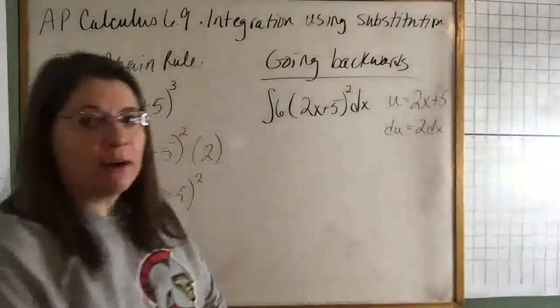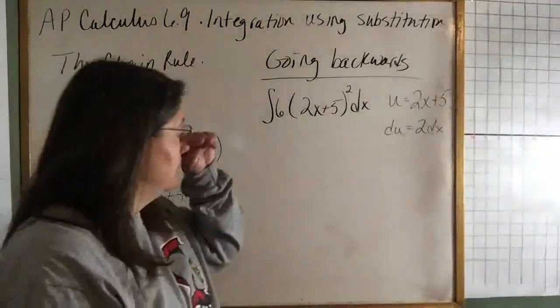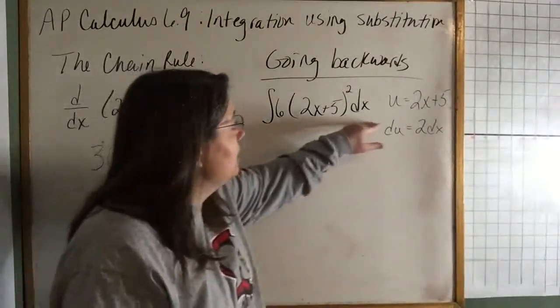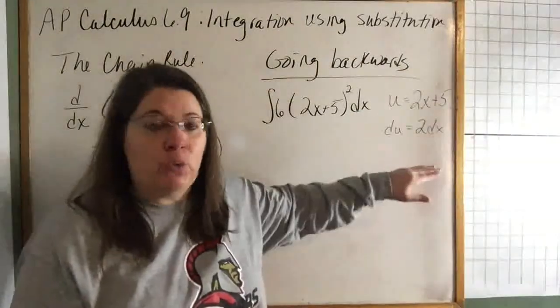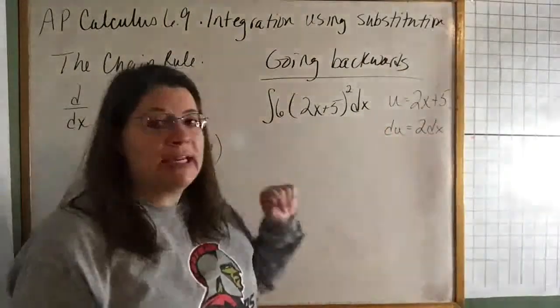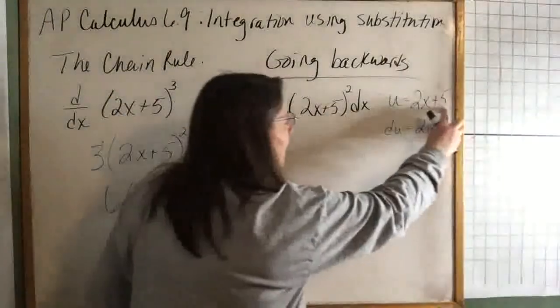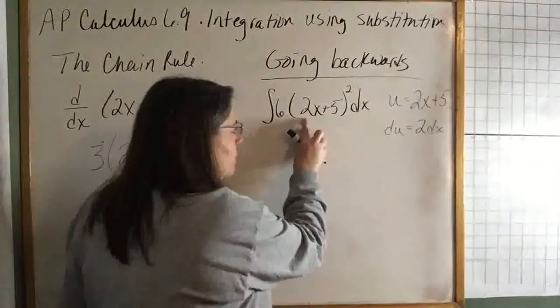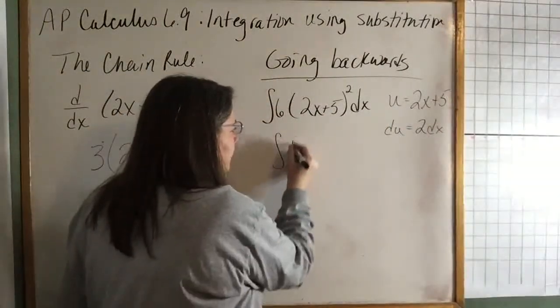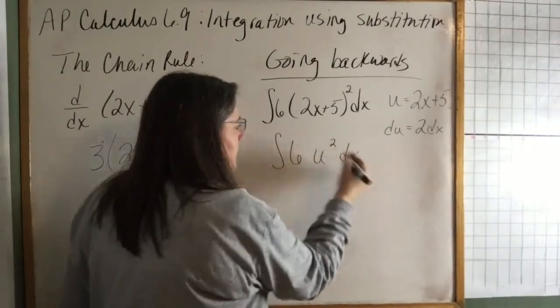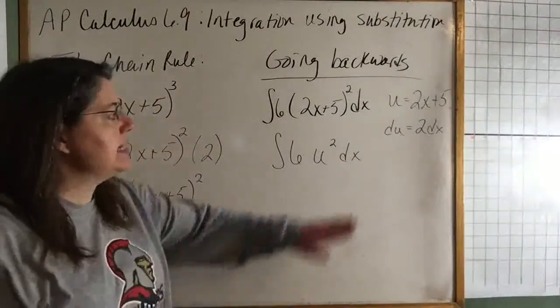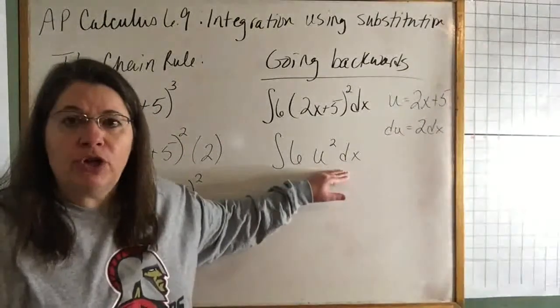and I need to tag that dx in there. Because what I'm going to do is everything in here has to be substituted with some form of U, whether it's U or du. 2x plus 5 is U. So I can replace 2x plus 5 with U. So I've got U squared dx. Now, I can't integrate this till all my variables are U's.